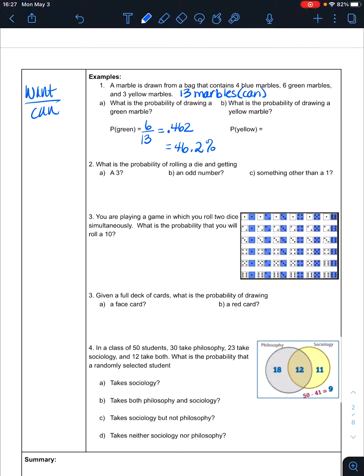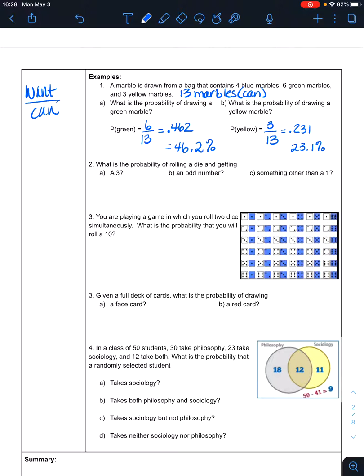What's the probability of drawing a yellow marble? Let's see how many yellow marbles we have. We have 3 yellow marbles, so 3 yellow marbles make me happy, and there are 13 marbles in the bag. Again, that's my fraction. We always reduce. 3 over 13 doesn't reduce. That gives me 0.231 or 23.1%. I find that percentages are often more understandable for students, particularly because you're used to grades being out of 100%. They're a little bit easier to understand than 3 out of 13.